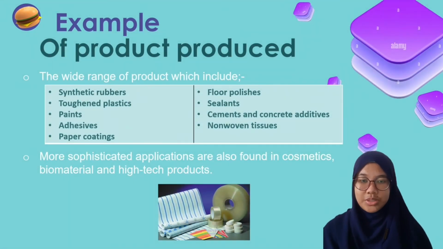The example of products produced by the emulsion polymerization. The wide range of products, which include synthetic rubbers, toughened plastic, paints, adhesive, paper coatings, floor polish, sealants, cement and concrete additive, and nonwoven tissues. More sophisticated applications are also found in cosmetic, biomaterial, and high-tech products.